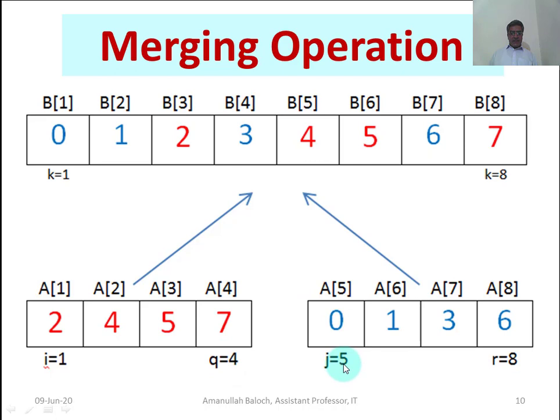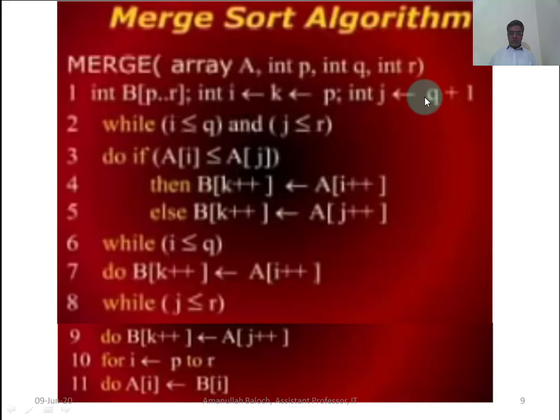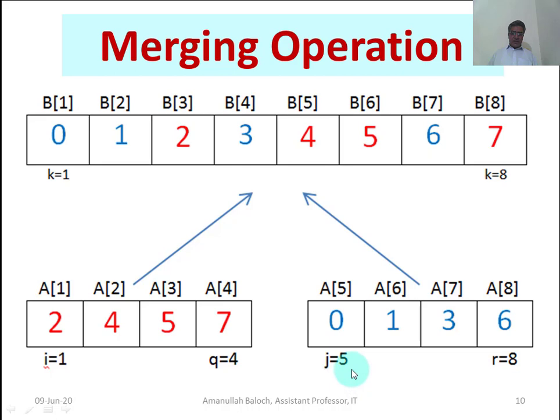whose value is 5. How is this 5 generated? We have assigned the value q plus 1 to j. Q is 4, 4 plus 1 is equal to 5. We are assigning the value 5 to j. You may see here in this algorithm j is equal to q plus 1, q is 4, 4 plus 1 is equal to 5. This value 5 is the initial value of this subarray, and its final value is there in R.